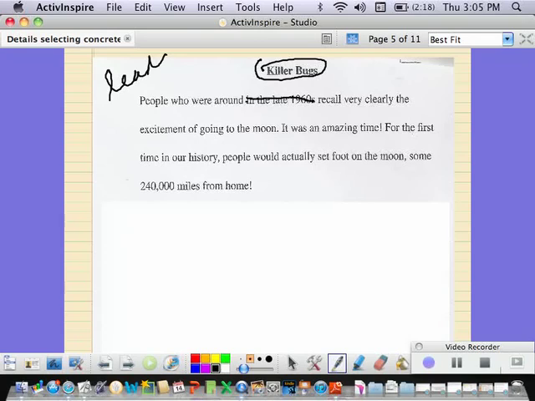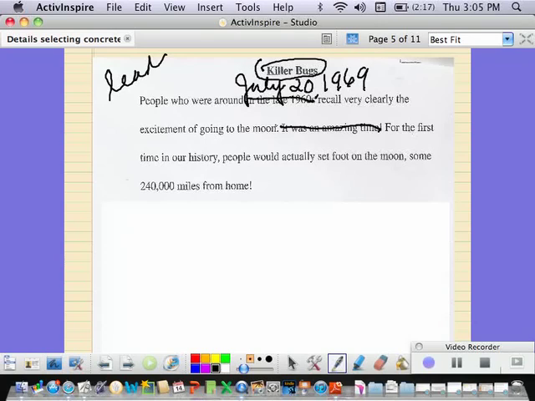People who were around in the late 1960s, that's very vague. I did some research. It was July 20th, 1969. People who were around on July 20th, 1969, that's clarification, recall very clearly the excitement of going to the moon. It was an amazing time. There's another word like happy, sad. Amazing means absolutely nothing. I've already said it was exciting. I'm getting rid of this.